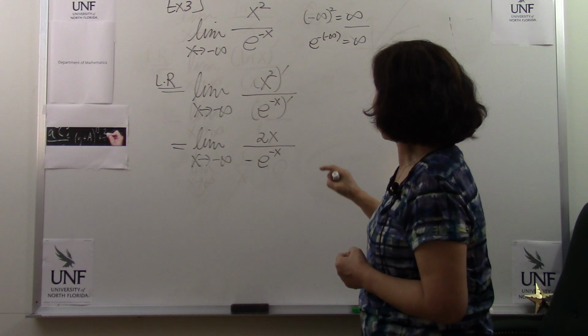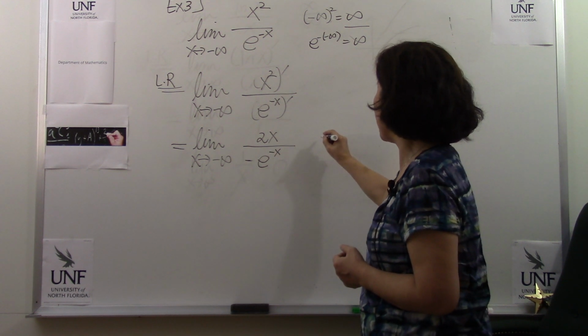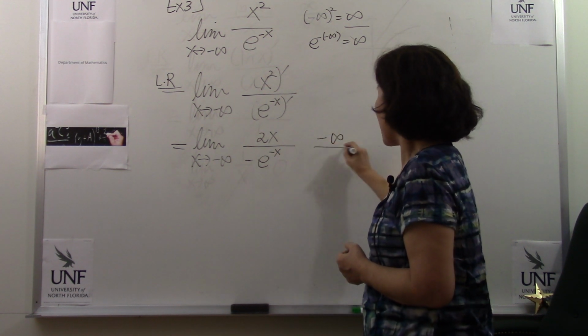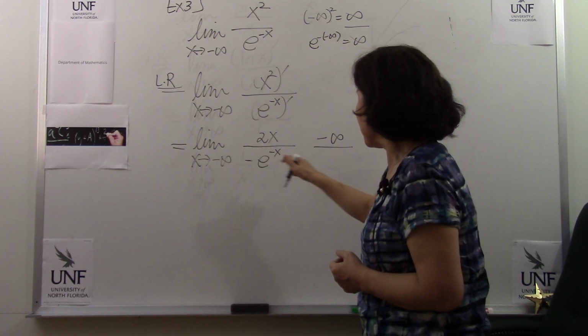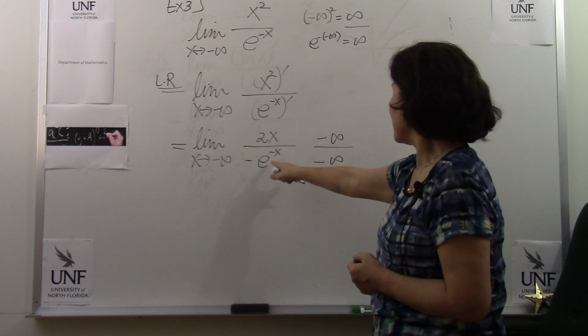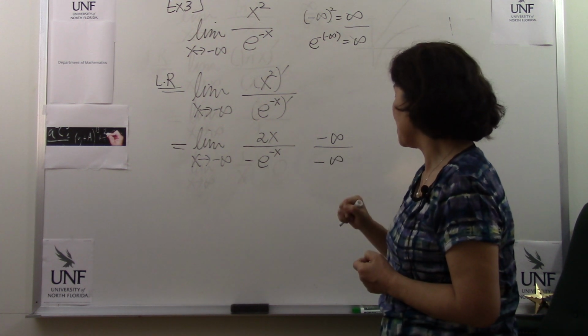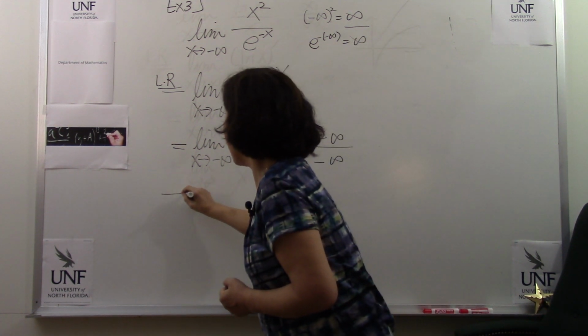Well, again, what is going on? Negative of negative, positive. So this one again, what? Negative infinity over, because x goes to negative infinity, and here is negative of infinity. Yeah, negative infinity over here. Therefore, you can apply L'Hopital's rule one more time.